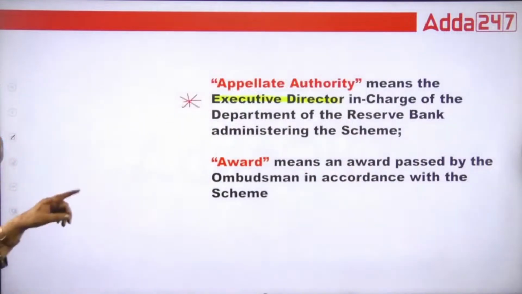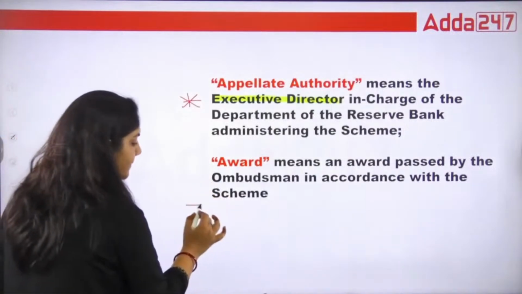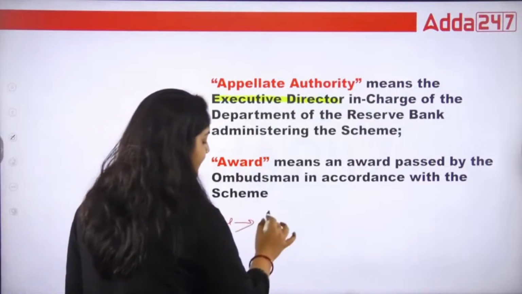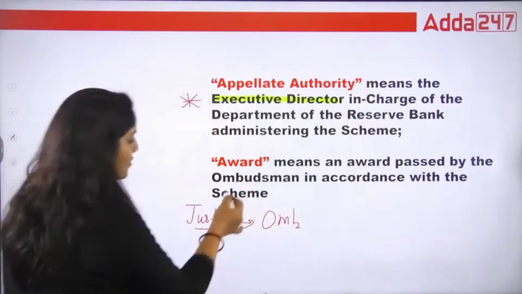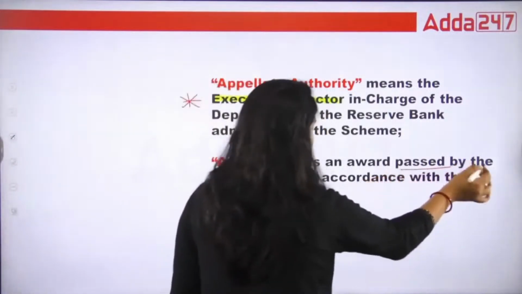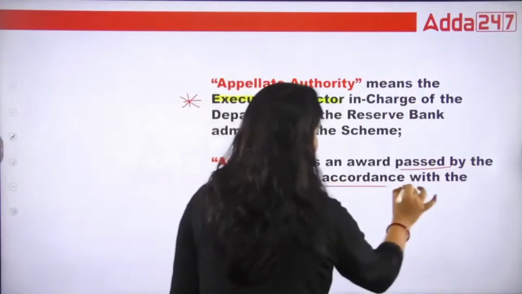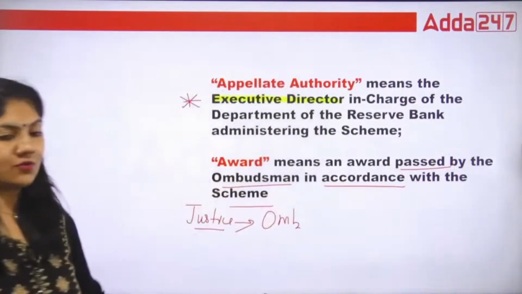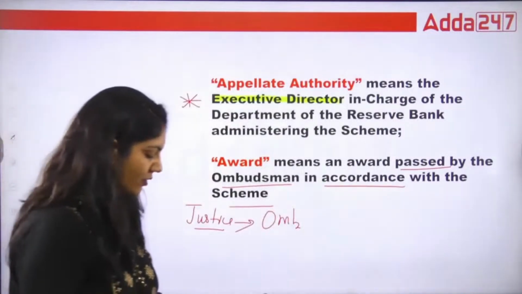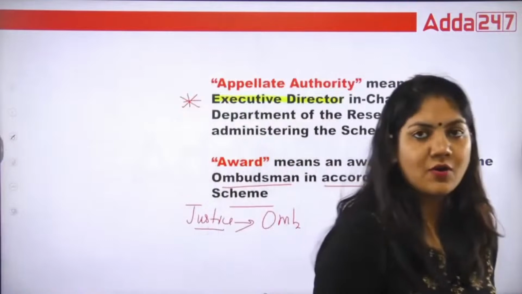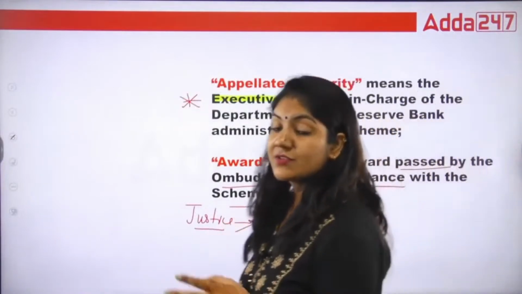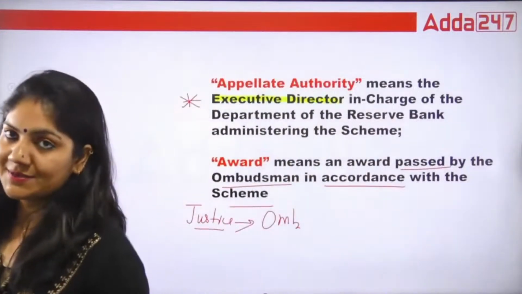Done. What is award? Award means the justice which is given by the ombudsman. This is called award. So award means that which is passed by the ombudsman in accordance with the scheme. That is important. Award is not an IFA award or IPL award. This award is the justice which is given by the ombudsman. That's it.